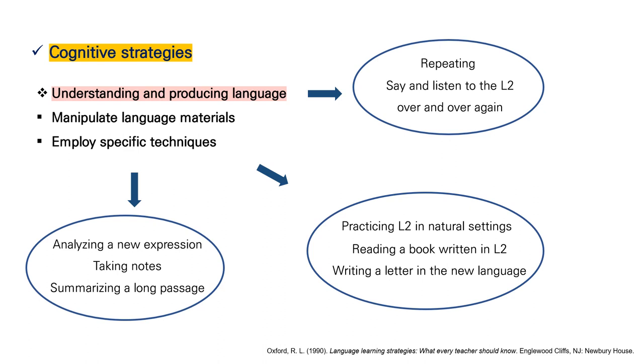These strategies are helpful for understanding and producing language better by manipulating language materials or employing specific techniques. Repeating and practicing are representative behaviors of cognitive strategies. To enhance one's understanding and production of the second language, learners can say and listen to the second language over and over again, or practice the second language in natural settings by reading a book written in the second language and writing a letter in the new language. Cognitive strategies also include behaviors like analyzing a new expression, taking notes, and summarizing a longer passage.